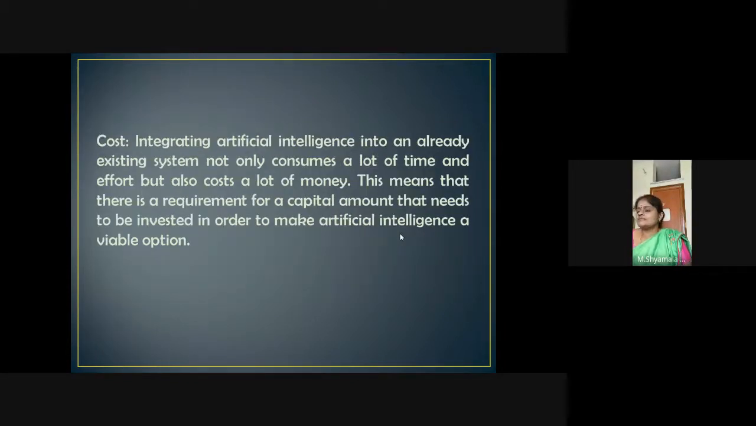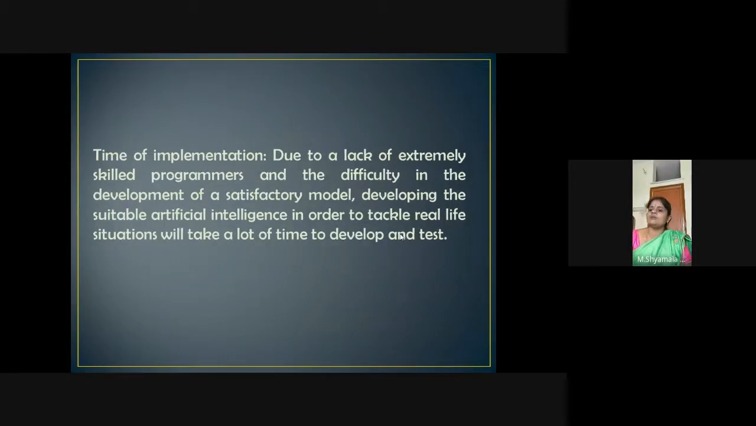And the cost, of course. Integrating artificial intelligence into an already existing system not only consumes a lot of time and effort, but also costs a lot of money. This means that there is a requirement for a capital investment in order to make artificial intelligence a viable operation.